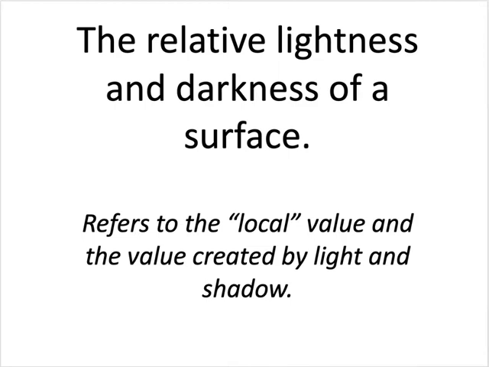So you could have a dark plate that has a light shining across it, and then the value shifts across that surface, right? So value is sort of both of these things: the actual color that something is, if it's a light or dark color, and the way that light or shadow runs across that surface.